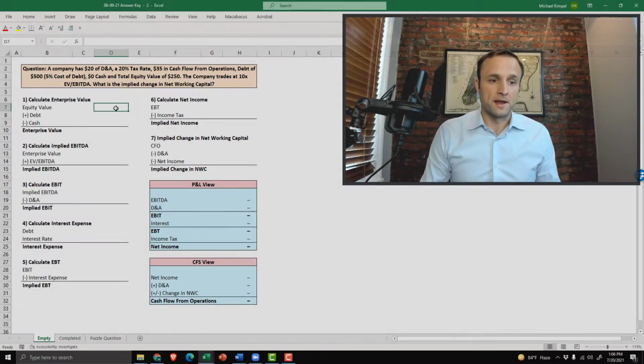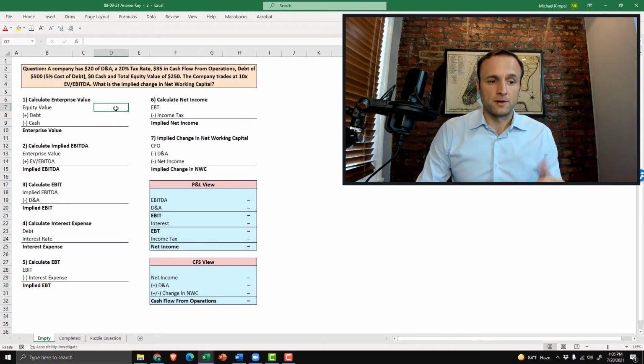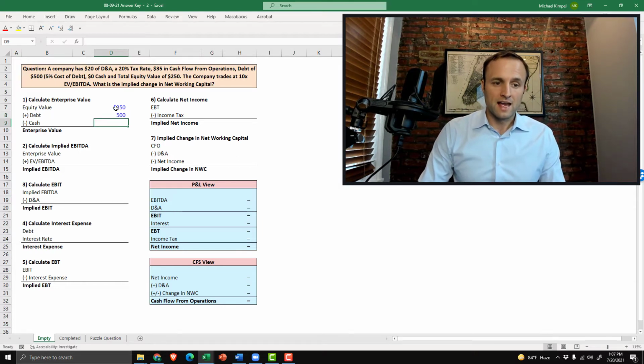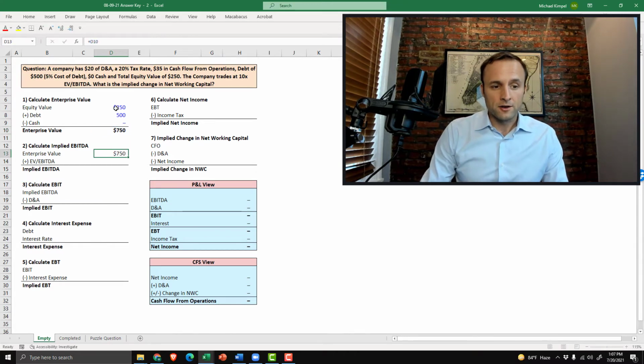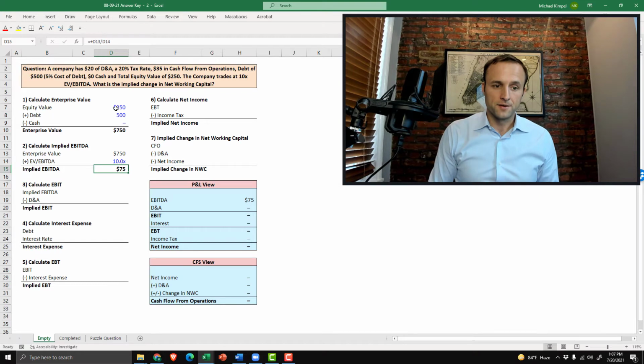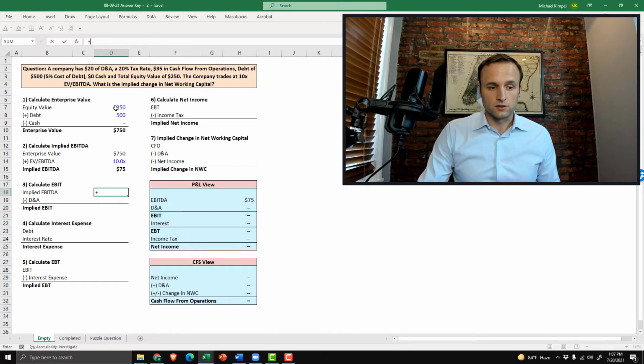Let's walk through this step by step now. We're going to start by calculating enterprise value. We have equity value of $250. We have debt of $500 and 0 cash. So enterprise value is $750. Once we have enterprise value, we can use the EV to EBITDA multiple to calculate the EBITDA. So we have enterprise value of $750, an EV to EBITDA multiple of 10 times, which gets us to an implied EBITDA of $75. And from EBITDA, we can work to EBIT with the D&A that we were given. So we have 75 of EBITDA. We have 20 of D&A that was actually given in the prompt.